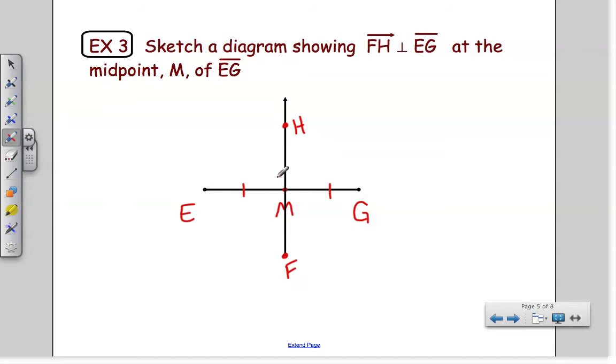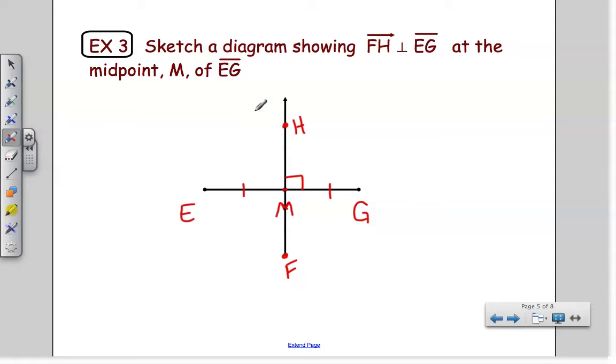Showing ray FH, yep. Perpendicular to, oh, I missed something. Perpendicular to means they have to meet at a right angle, so I would have to mark that it really is a right angle here. Perpendicular to line segment EG at the midpoint, which is M of line segment EG, and I proved it was a midpoint by tick marks.